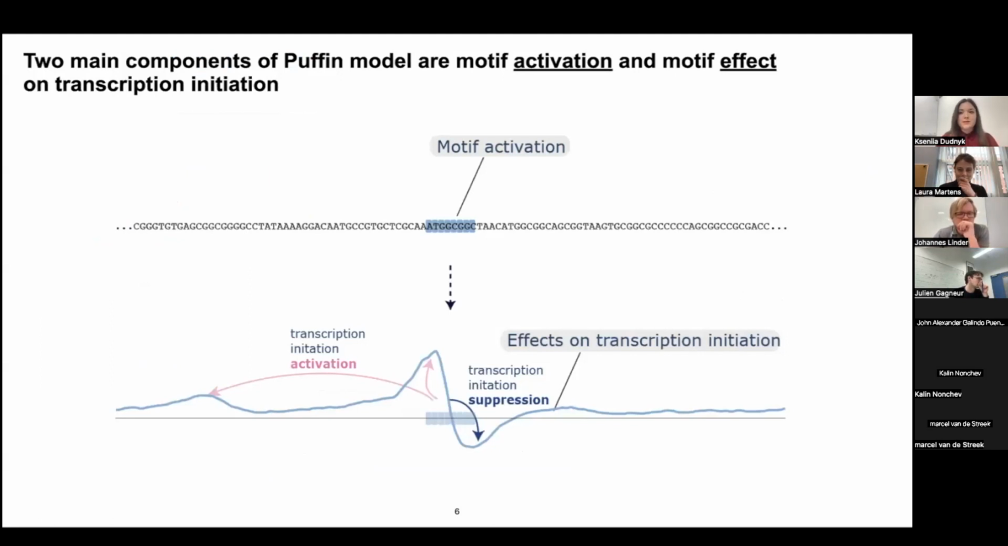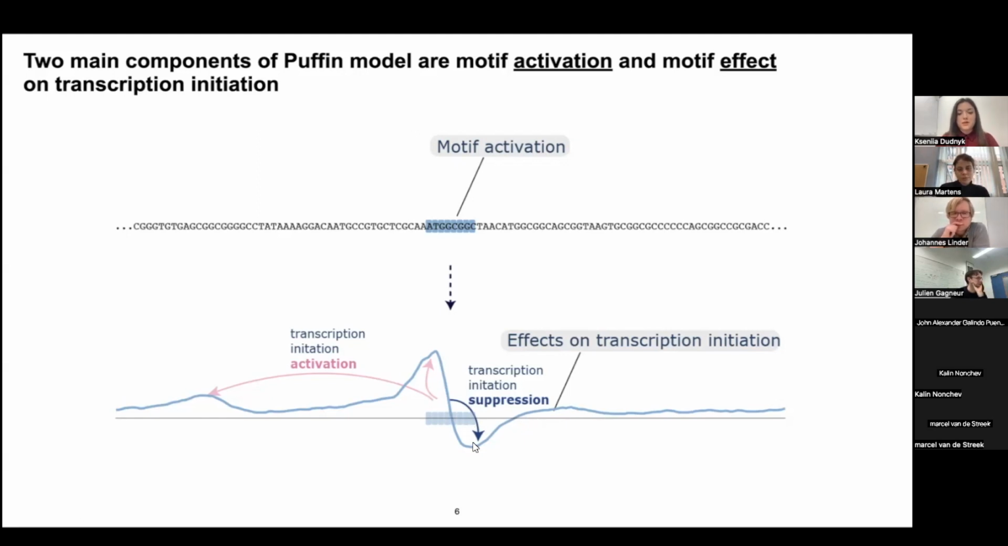In the next few slides, I will talk more about the design of Puffin. The core of Puffin are motif activation and the position-specific effect curve of every motif. Puffin learns the motifs that are important for transcription initiation, for promoter activity, but then every motif can have a different effect on transcription initiation. Puffin represents this effect with a position-specific effect curve that looks like this, with the motif in the center, and the curve shows how the motif affects transcription initiation depending on the distance from the motif.